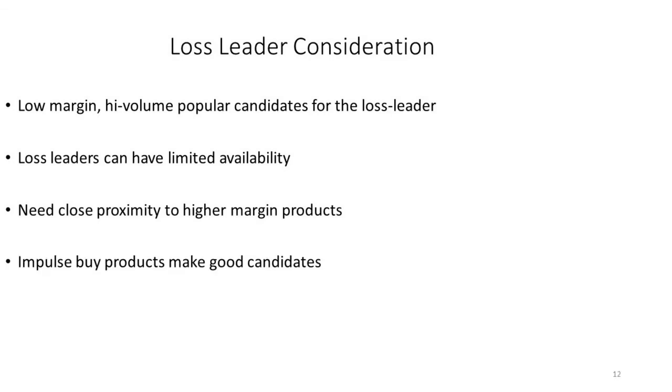And again, impulse buy products make great candidates for loss leaders. Coffee, for example, cold beverages, those are kind of impulse buy products. And if you can parade people past higher margin products on their way to get those impulse buy products, you increase the chances that they'll buy your higher margin items.